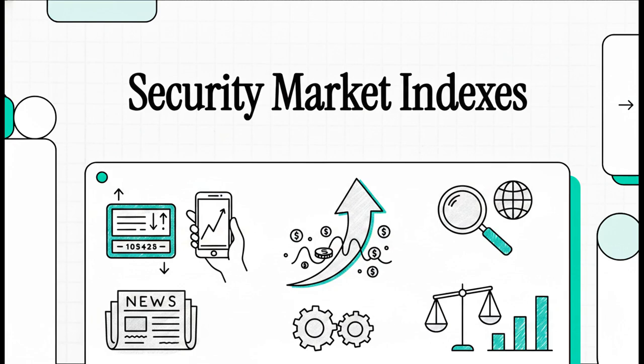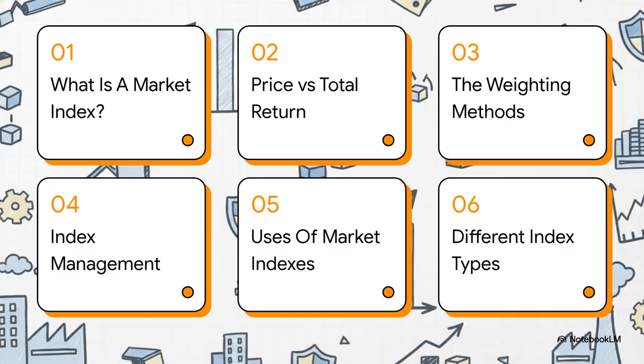Let's dive in. So here is our roadmap for the explainer. 1. What is a market index? 2. Price return versus total return. 3. The 4 weighting methods. 4. Rebalancing and reconstitution. 5. The uses of market indexes. And finally, 6. Exploring different index types. We're going to move right from foundational definitions straight into the mathematical construction and then to practical real-world application.